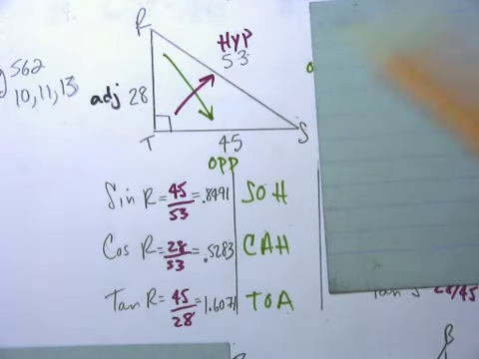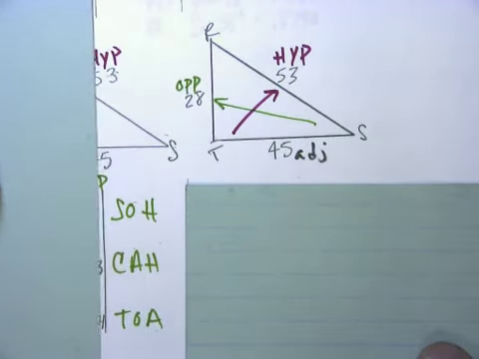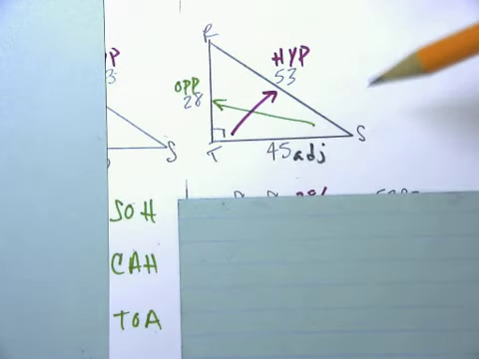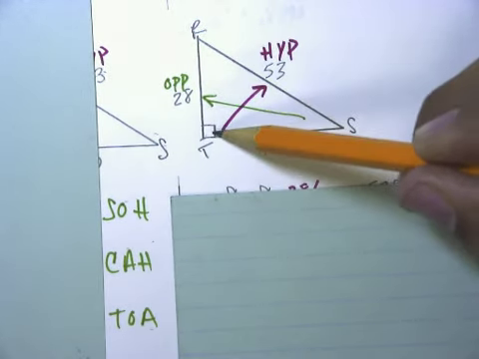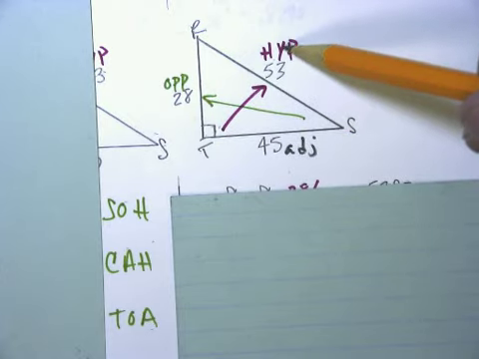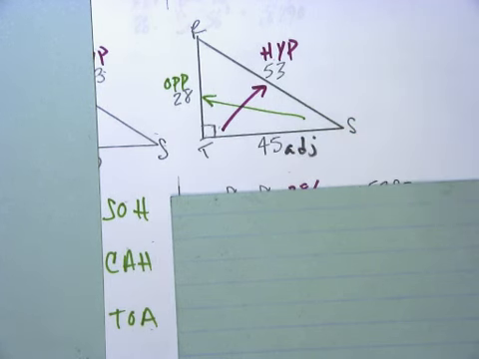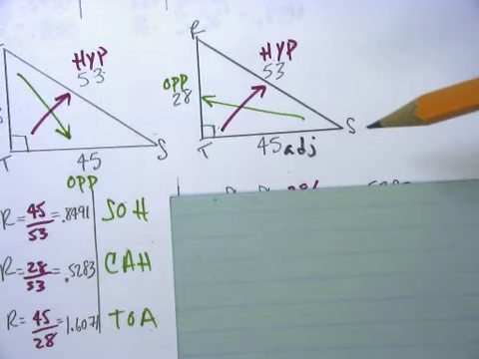Okay, let's do the three trig functions of angle S. Since my focus is going to be on angle S, I'm going to have to change how I label my triangle, and that's the first thing you should do. I did that here. My focus now is on angle S, so this is going to be opposite of angle S. The 90-degree angle is always across from the hypotenuse, so that tells me the hypotenuse. And what's left over is my adjacent side.